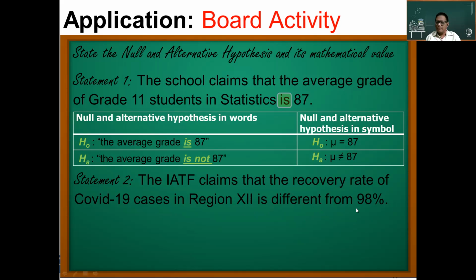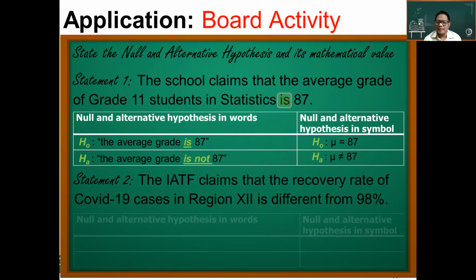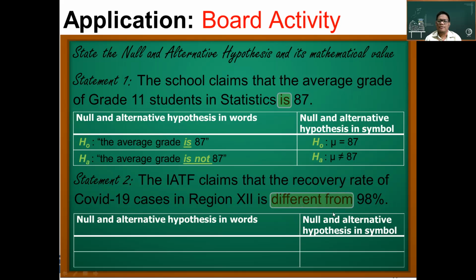So what is our keyword? Different from, correct. So when you say different from, it is not equal, right? So the unequal sign should be used. The unequal sign is under the alternative hypothesis. So our alternative hypothesis is the recovery rate is different from 98.